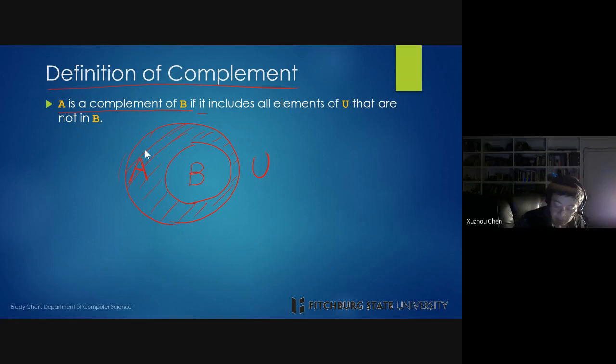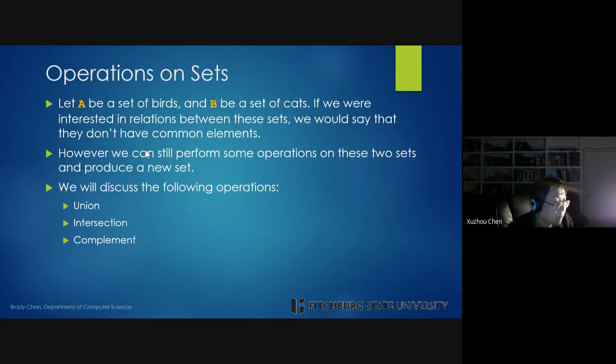Because we may have some third gender that is neither in A nor in B. So that's just to get some sense of what the complement means. Okay.